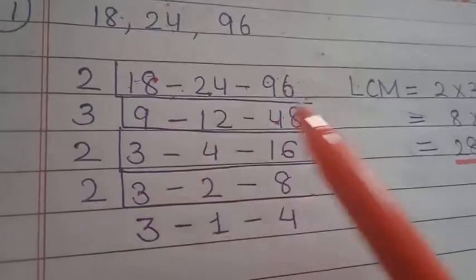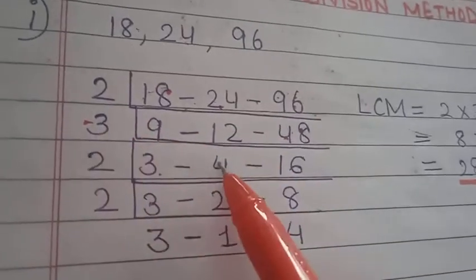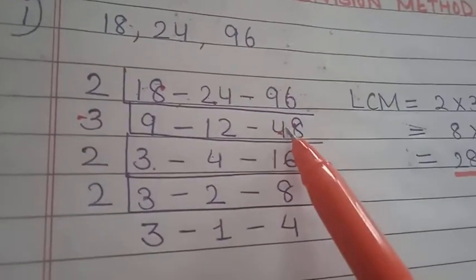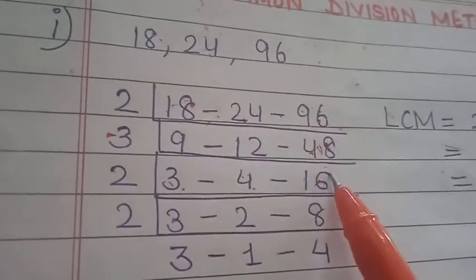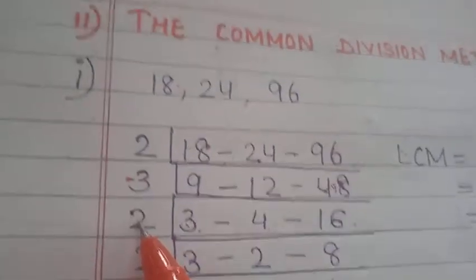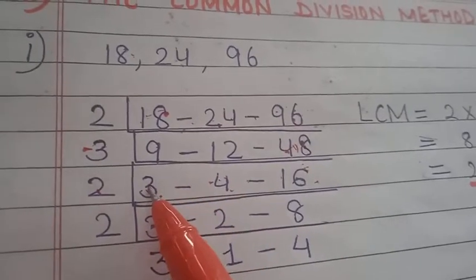So 9, 12 and 48 I know can be divided by 3. Okay. So 3 3s are 9, 3 4s are 12, 3 16s are 48. So 3, 4, 16. Now I know that 4 and 16 can be divided by 2, but 3 cannot.